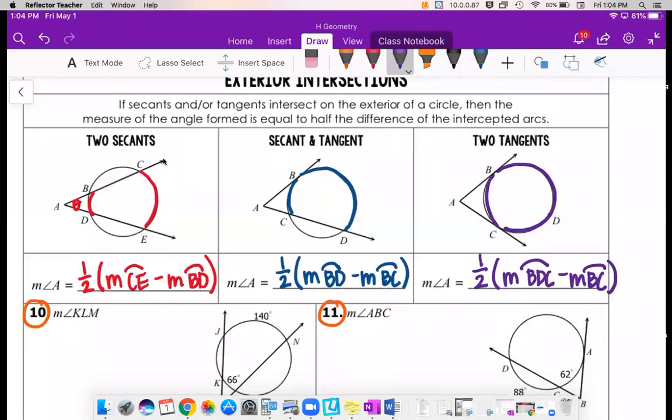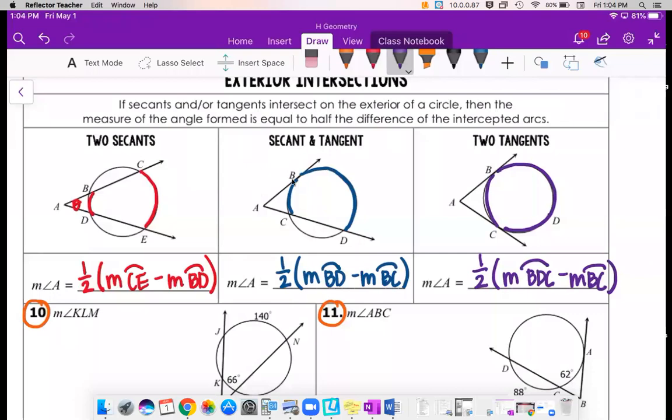So this one is when you have 2 secants, so 2 lines that intersect the circle twice. The big arc, this arc CE, minus the arc BD, divided by 2 gives you the angle outside of here. So they're intersecting outside of the circle. So this arc minus this arc divided by 2 gives you the angle formed outside the circle.